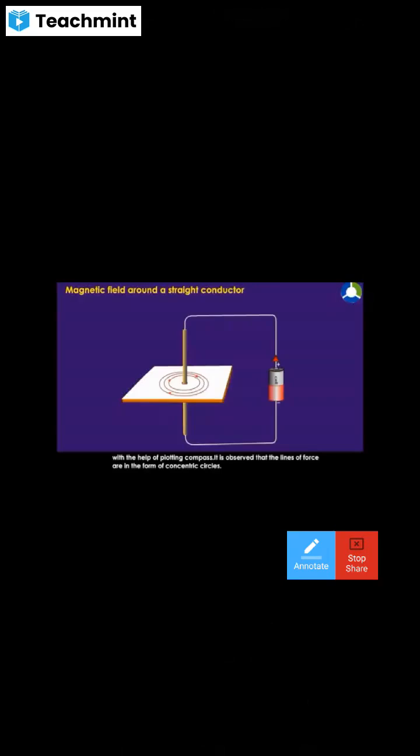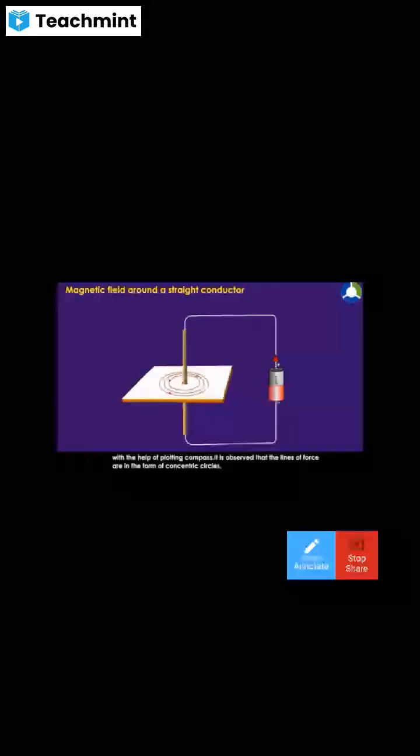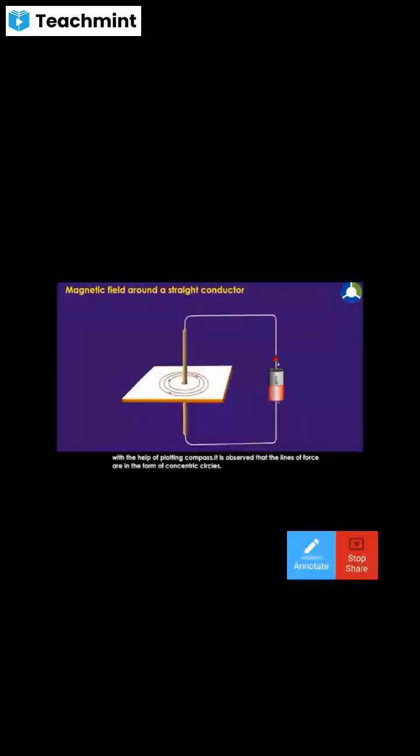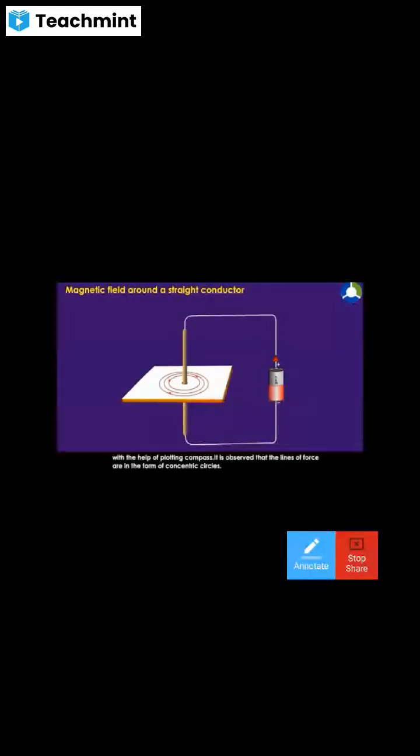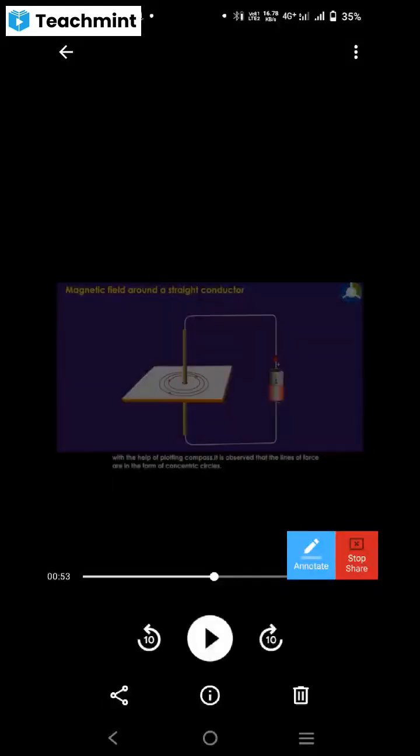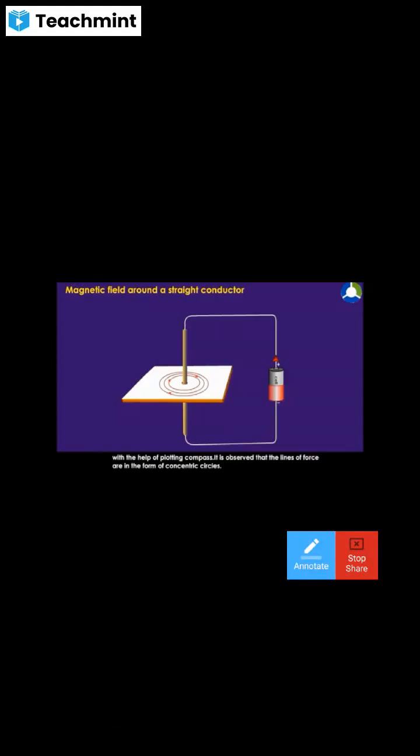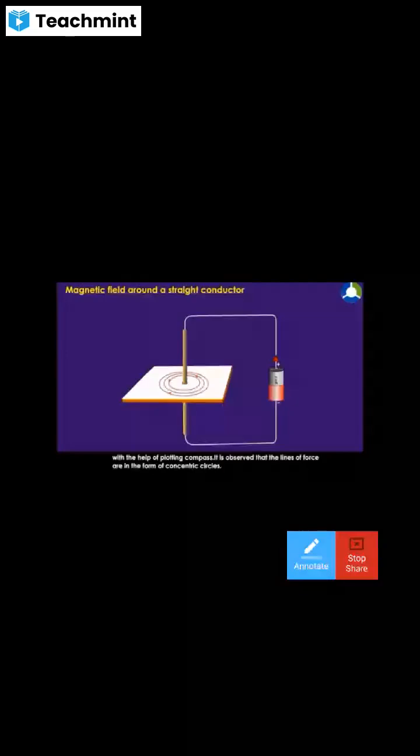Concentric circles. Can you see? These are called concentric circles. What are concentric circles? All the circles have the same center. Can you see the same center for all circles? What about the radius? Is the radius the same for all, or different? Different. So concentric circles are the circles with the same center and different radii.